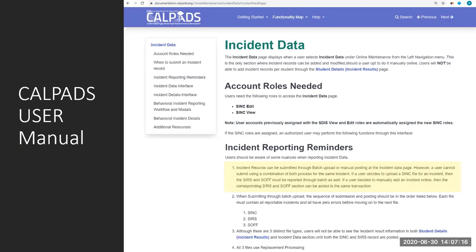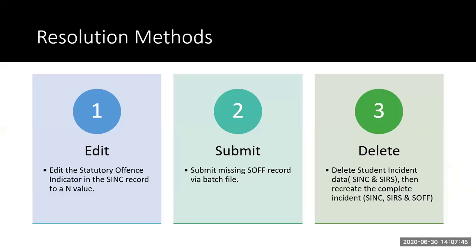And if you haven't had the practice, if you try to create an incident in CALPADS through the user interface, before you can validate and post, it's going to require all three elements of information. It's going to require the sync, the CERS, and the SOF. Then you can validate and post. Okay? And so let's discuss the resolution methods. There's three ways to go about correcting a CERT155.